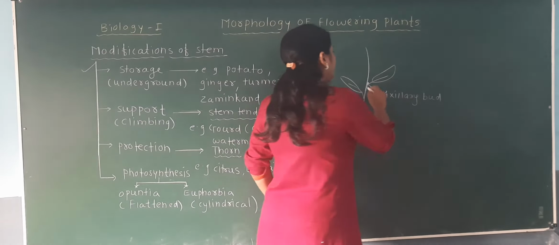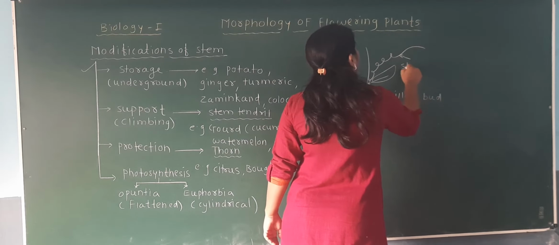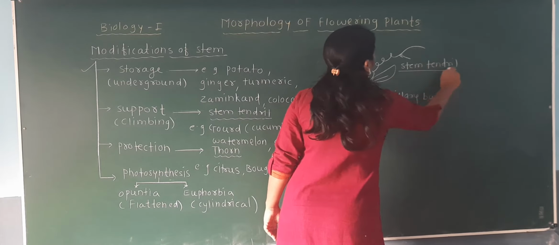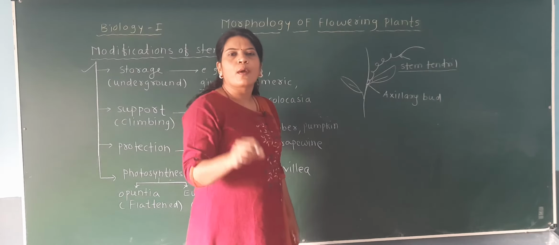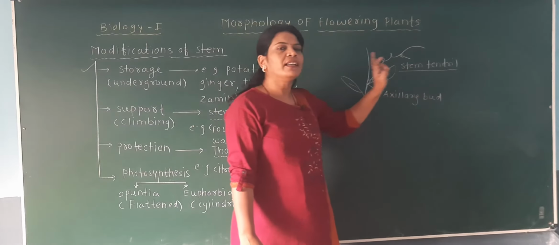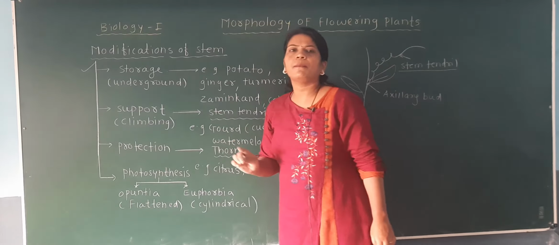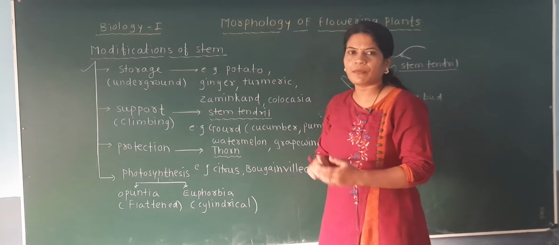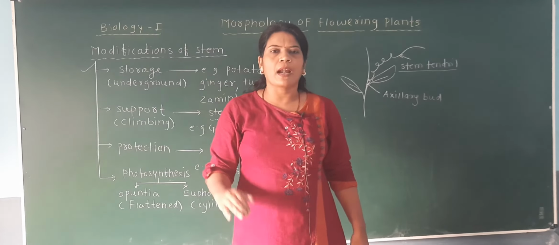So see here, this axillary bud is modified and there will be development of this stem tendril. Okay, so from the NEET point of view it is very important that you have to remember from which part of the stem the tendril develops. It is developed from this axillary bud. So stem tendril is nothing but a modification of the axillary bud, and this stem tendril is mainly important for climbing of the plant.